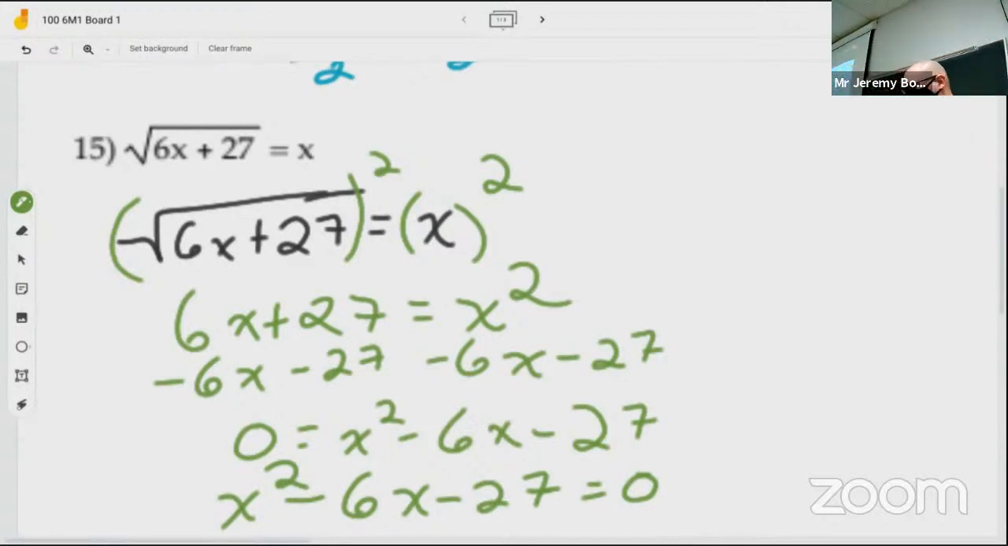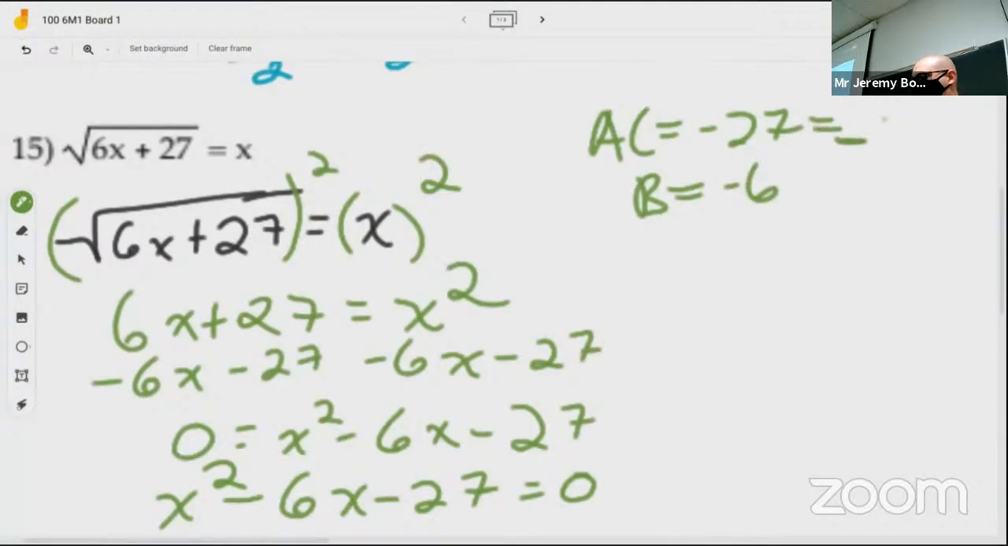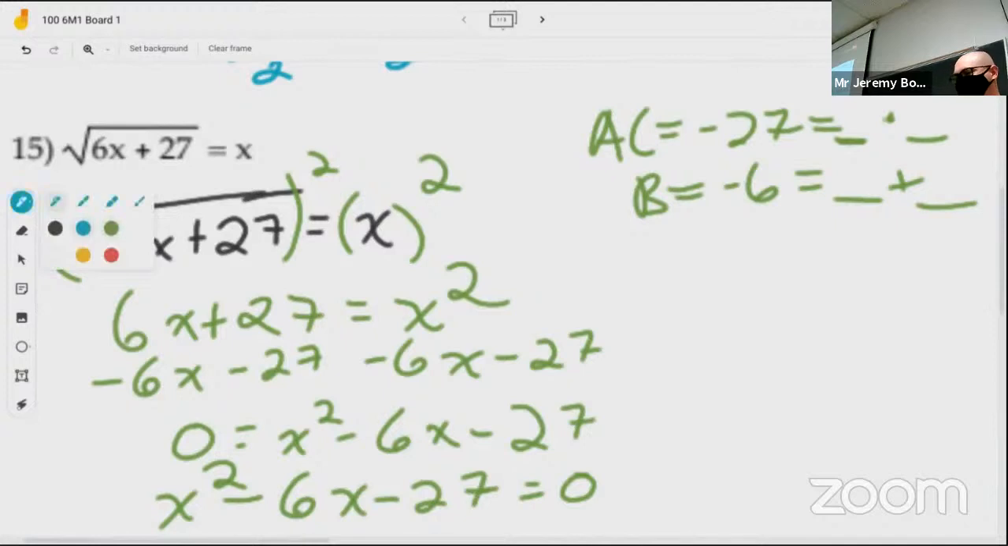Nope. So what are we going to try to do next? Well, let's try to do the AC method. So AC is going to be negative 27, and my B term is negative 6. We want two things that multiply to be negative 27 and add to be negative 6. So we got 9 and 3. That's what I'm thinking. And one of them's got to be negative, and yeah, the 9 is going to be negative.